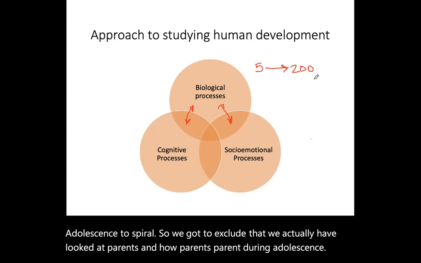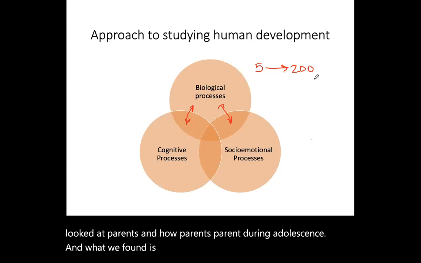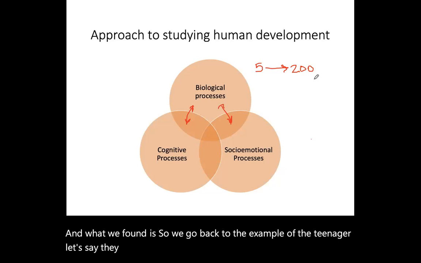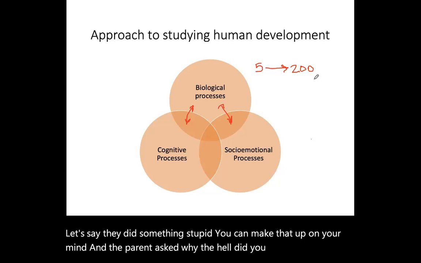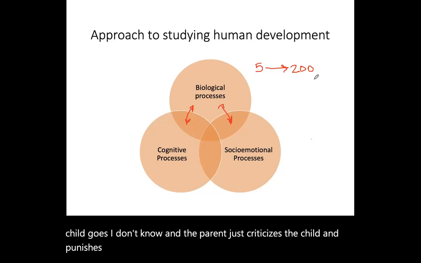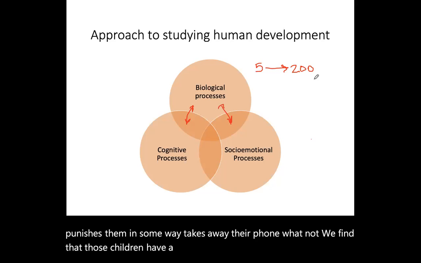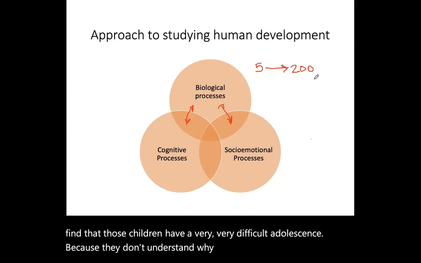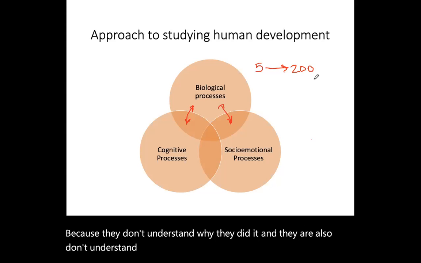And what we found is, so we go back to the example of the teenager. Let's say they did something stupid. You can make that up in your mind. And the parent asks, why the hell did you do that? And the child goes, I don't know. And the parent just criticizes the child, punishes them in some way, takes away their phone, whatnot. We find that those children have a very, very difficult adolescence because they don't understand why they did it, and they also don't understand why they're being punished for it.